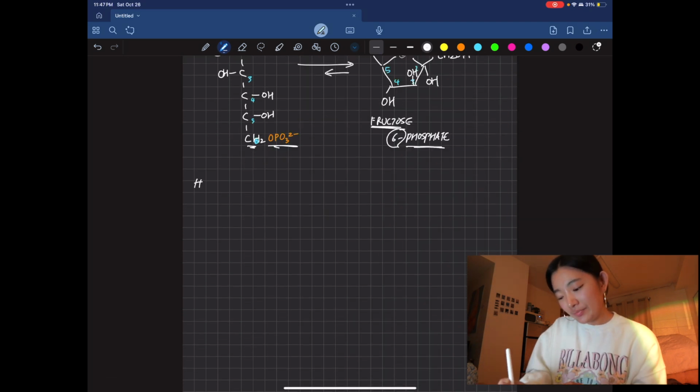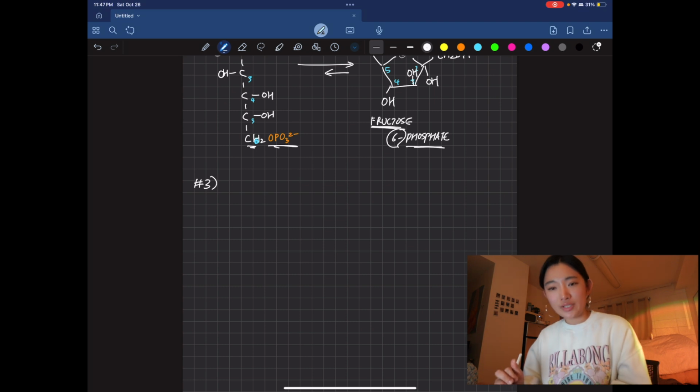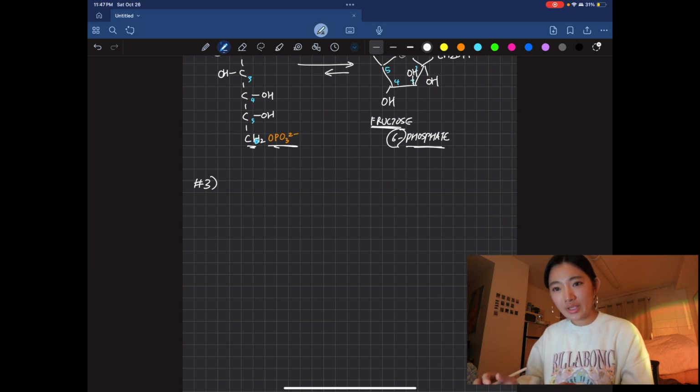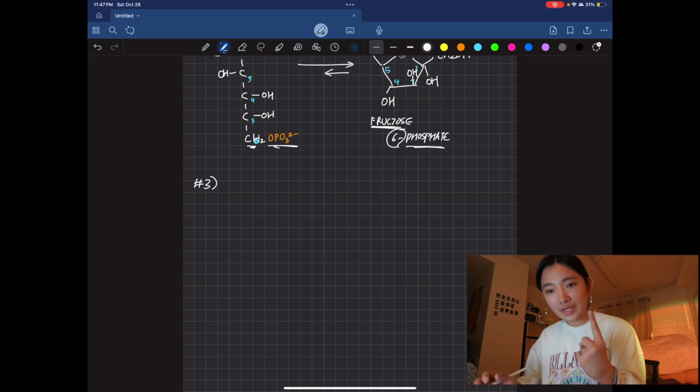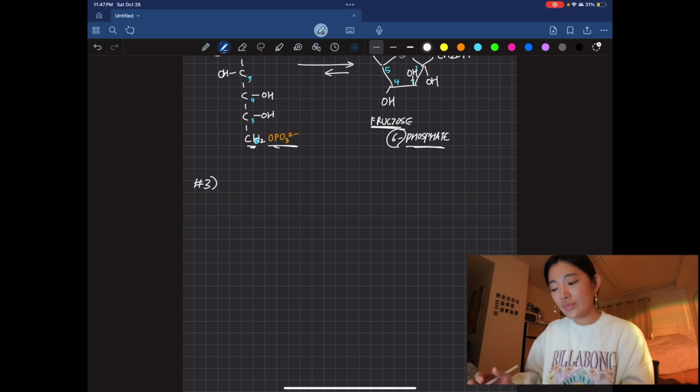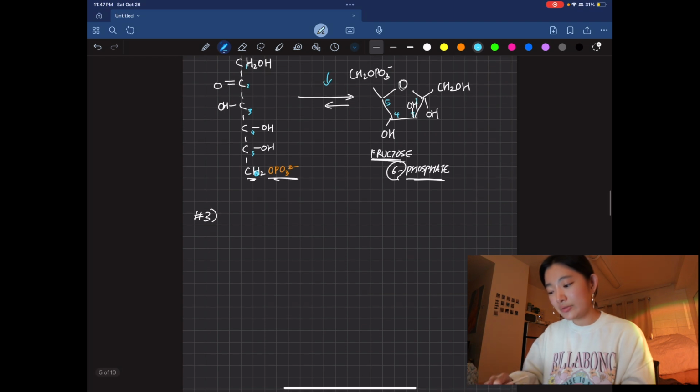Now step 3, we're going to have another phosphorylation. Again, when we have a phosphorylation in the glycolysis pathway, we have a kinase that's going to do that and it is going to be irreversible. In this case, the kinase that's going to phosphorylate fructose 6-phosphate is called phosphofructokinase.